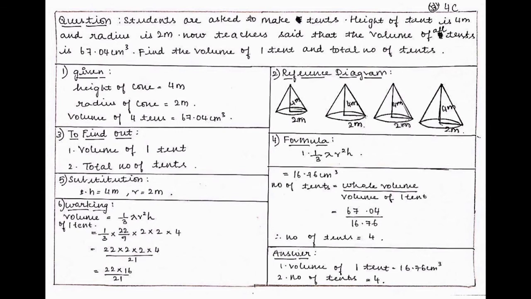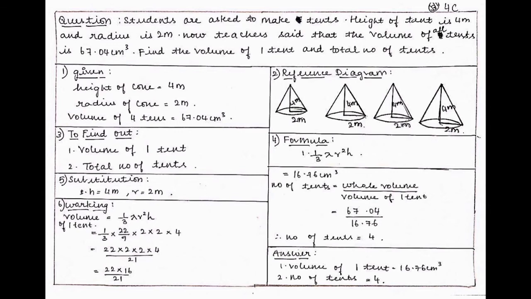Let's see another example as I have given in MPM in note 3. So the question is, students are asked to make tents. The height of the tent is 4 meter and the radius is 2 meter. Now the teacher said that the volume of all the tents is 67.04 centimeter cube. We have to find the volume of one tent and the total number of tents. So first we have to write what are the given. The given is height of the cone is 4 meter, radius of the cone is 2 meter, volume of all tents is 67.04 centimeter cube, and I have drawn the reference diagram.